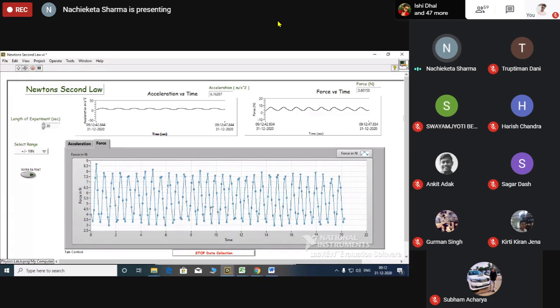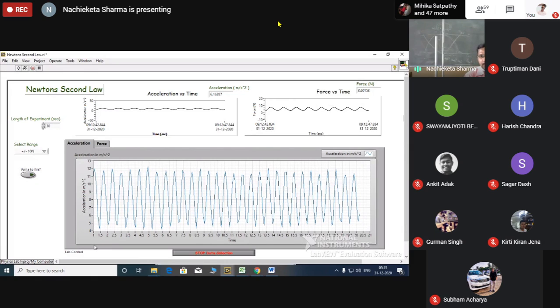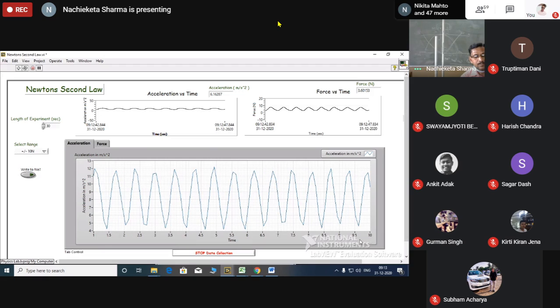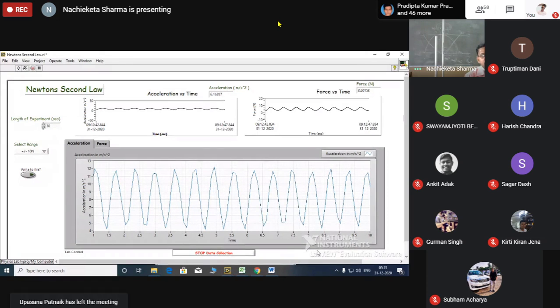Okay, then you see here, this is the graph of time and force. If I click here, you can get the graph of time and acceleration. After this, I will choose a specific portion of the graph and export that to the Excel sheet. Let me choose from 1 to 10. Then I will export the data to the Excel sheet. Right click, export to Excel. Got it? Yes or no?